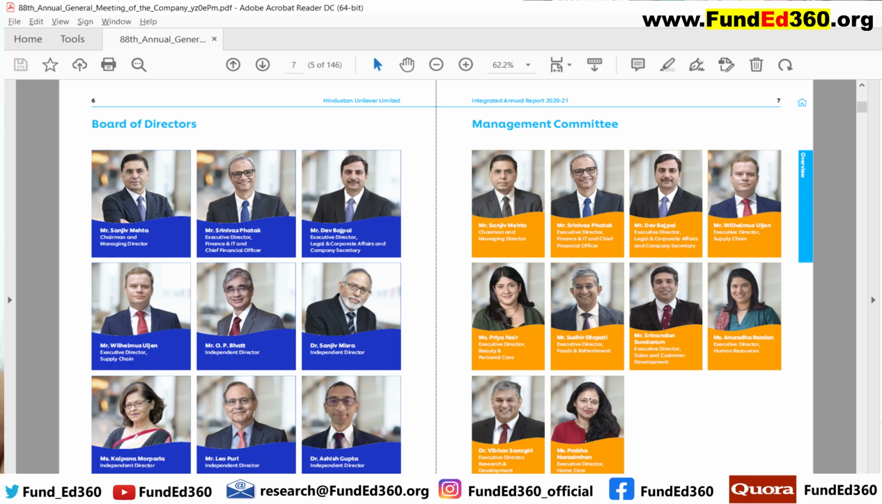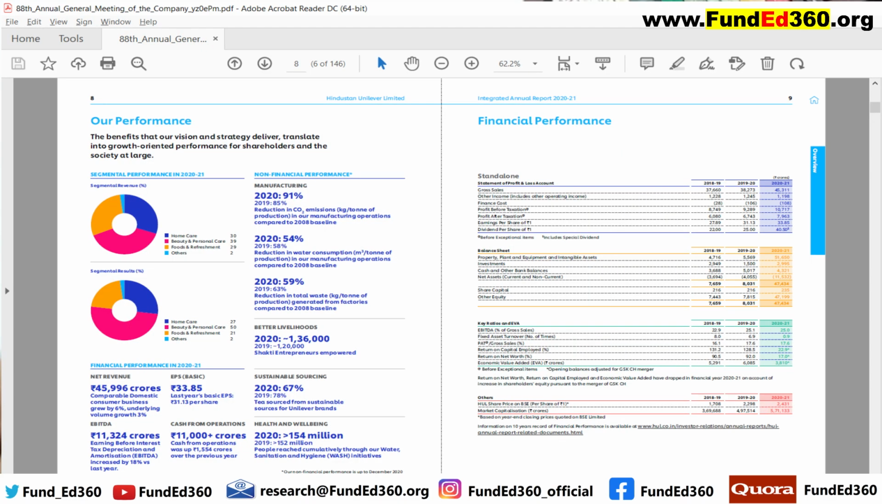The fourth section is the management committee. The management committee is a group of high-level executives who are in charge of various activities within the company. This subsection consists of the names of the committee members and their positions within the company, along with some of their achievements also. The fifth section is the company's performance. This section consists of highlights of the performance of the company in the past year. It can include both financial as well as non-financial performance metrics.